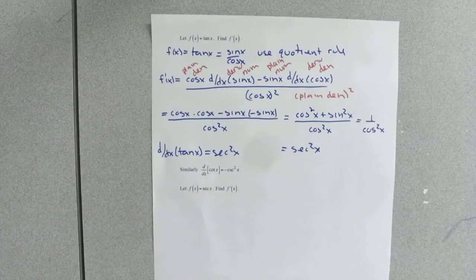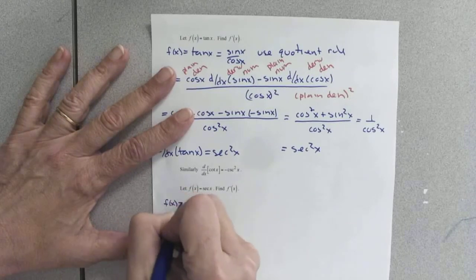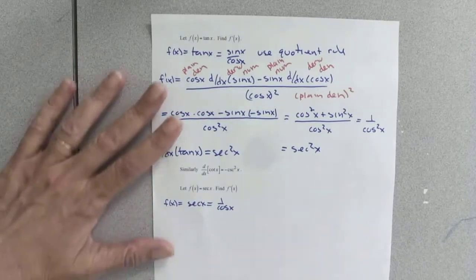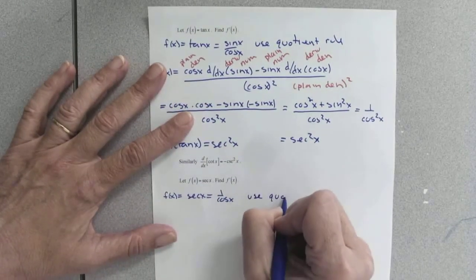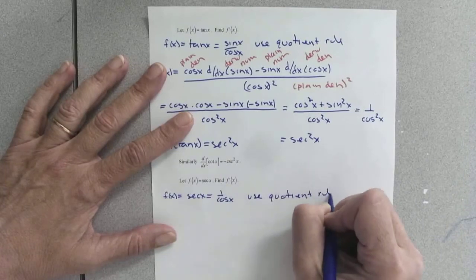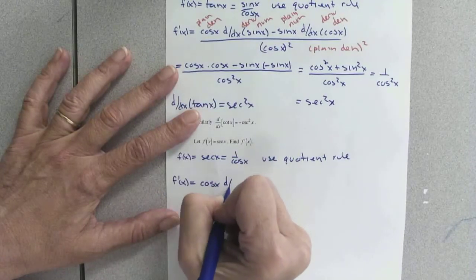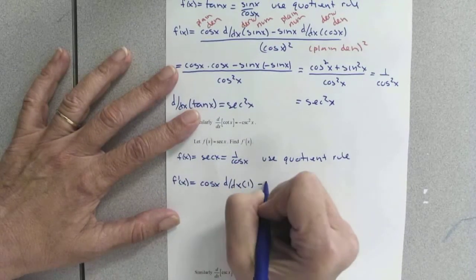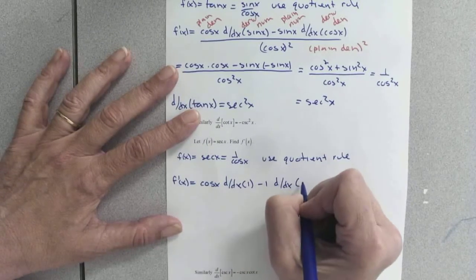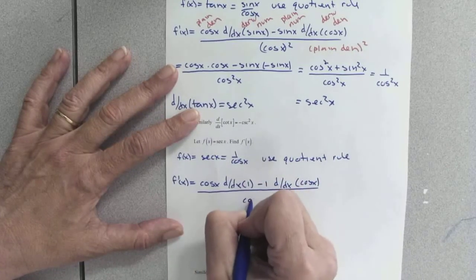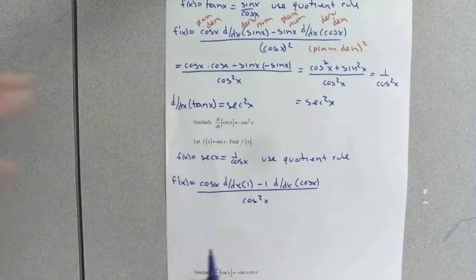And the last one we're going to do, as far as coming up with these guys, we'll do the same thing we did for tangent, but this time for secant x. So f of x equals secant x, which is 1 over cosine x, and we're going to use the quotient rule again. So quotient rule: plain denominator, derivative of the numerator, minus plain numerator, derivative of the denominator, all over the plain denominator squared.